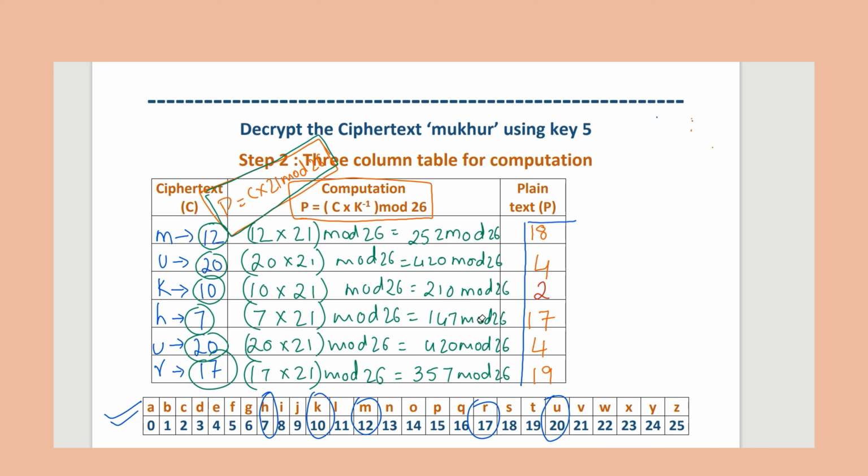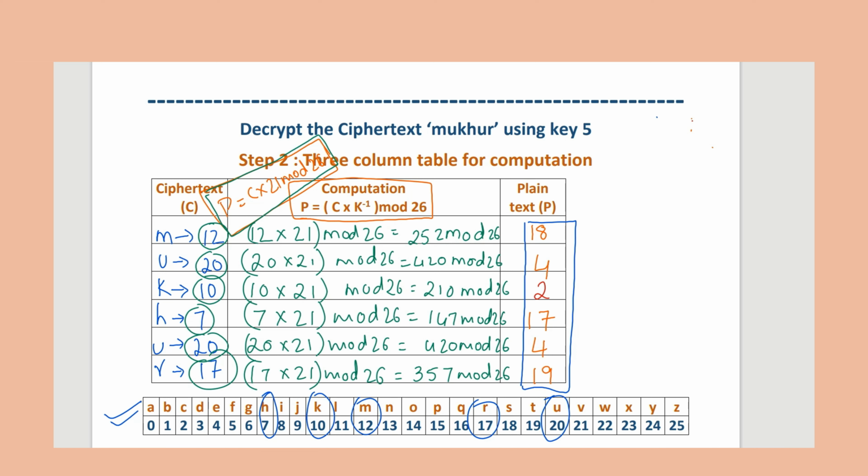So using the decryption algorithm, we have recovered these particular plaintext numbers for the given ciphertext numbers. The ciphertext numbers were 12, 20, 10, 7, 20 and 17. Our recovered plaintext numbers are 18, 4, 2, 17, 4 and 19. Now we want to recover the plaintext letters and the plaintext word.